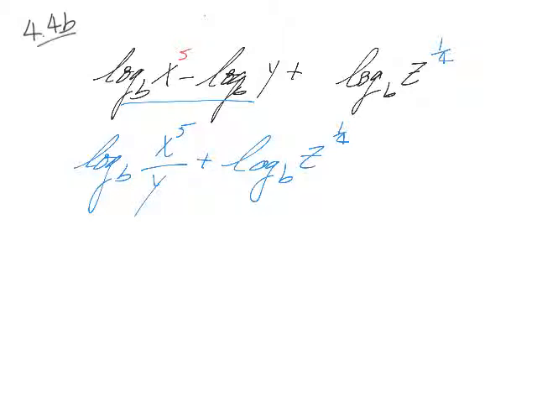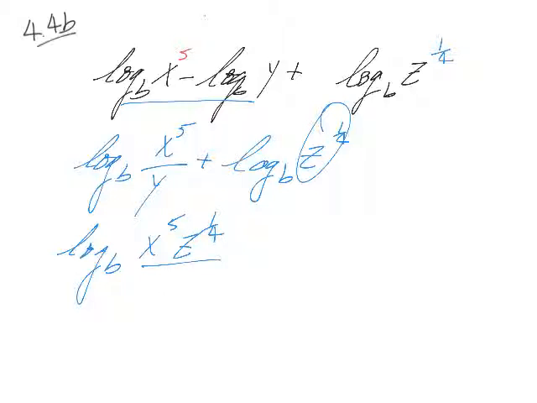Okay, so at this point we're going to take this and combine it with this. Because there's a plus sign, that means that they're multiplied, and since the bases are the same, I can go ahead and combine those. So I've got the log base b of x to the 5th, and I'm going to take this and multiply it, and I made them all into 1.